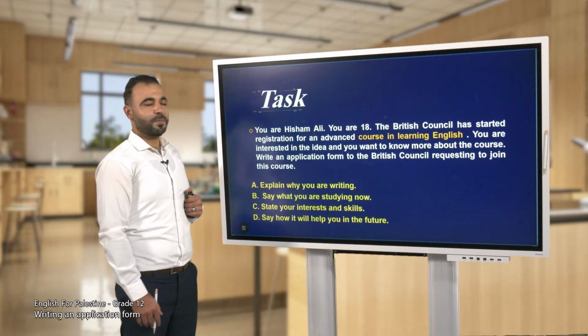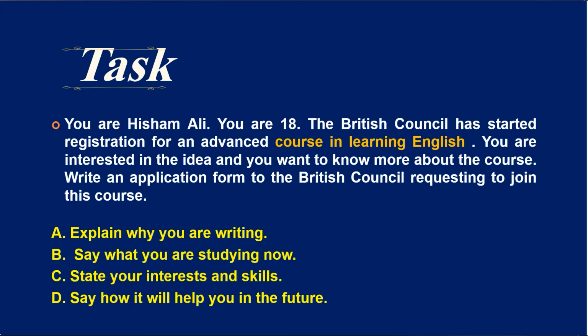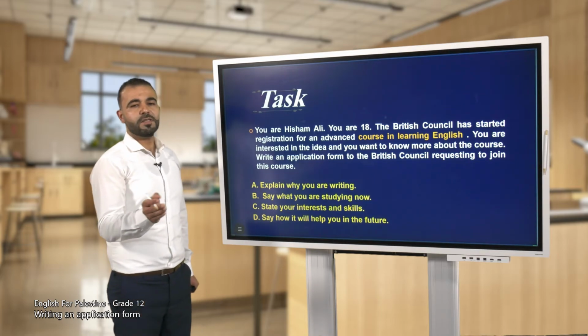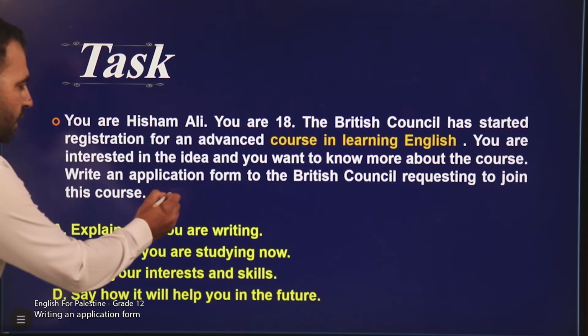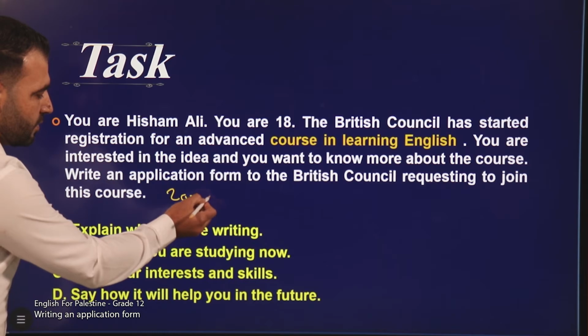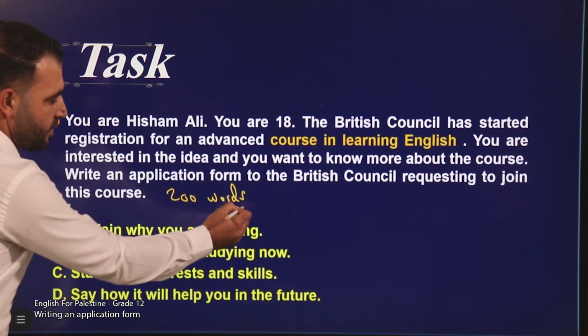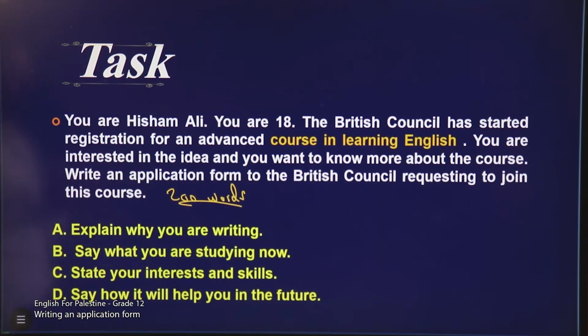Let's see the task. You are Hisham Ali. You are 18. The British Council has started registration for an advanced course in learning English. You are interested in the idea and you want to know more about the course. Now, write an application form to the British Council requesting to join this course. You may be asked in exams to write, for example, 200 words, etc. And it's important to stick to the point.